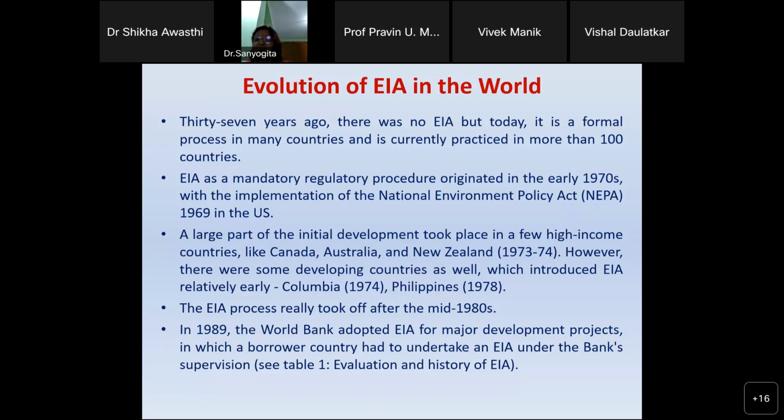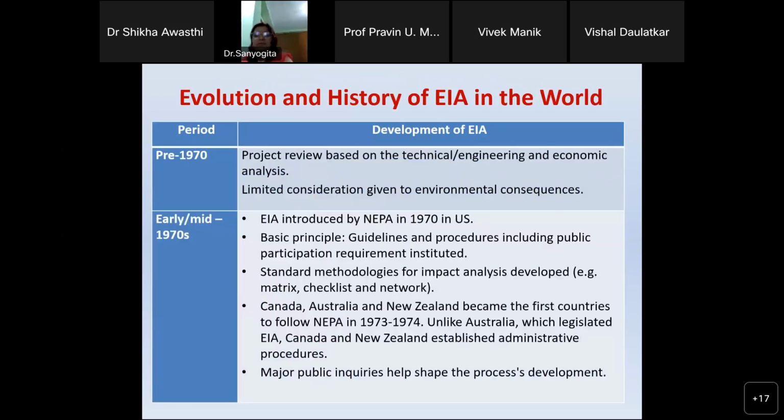Right from the 1970s, the changes of the EIA were carried out, which was initially given as a technical engineering as well as economic analysis only, and limited to the consideration of the environmental consequences. In the early to mid 1970s, it was introduced through the National Environment Protection Act, and that modified the principles for guidelines and the procedure, including the participation of the public affected in that area. Some standard methodologies have been impacted. Then these were slowly carried forward to the procedure in the developed countries.